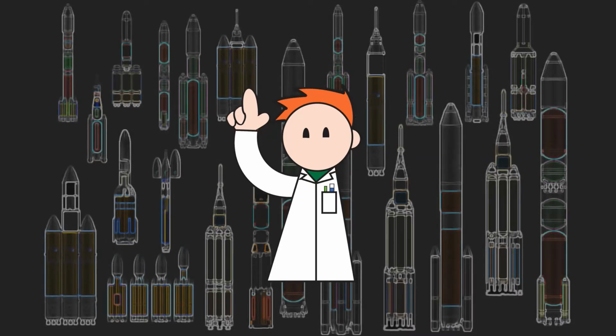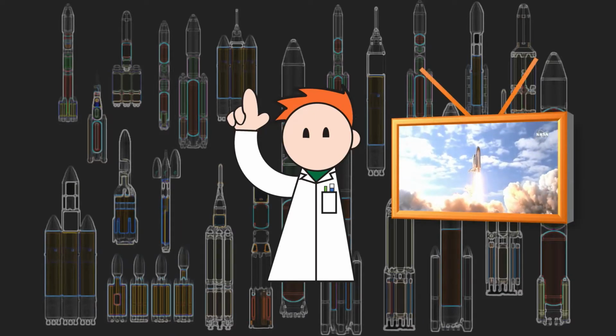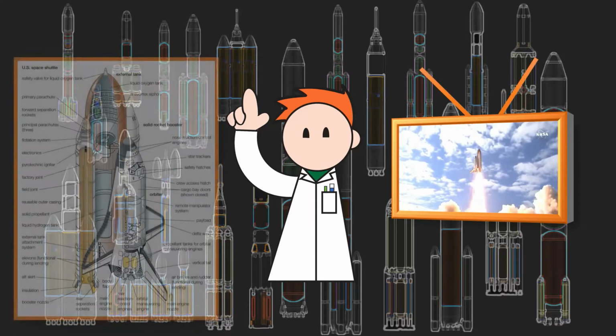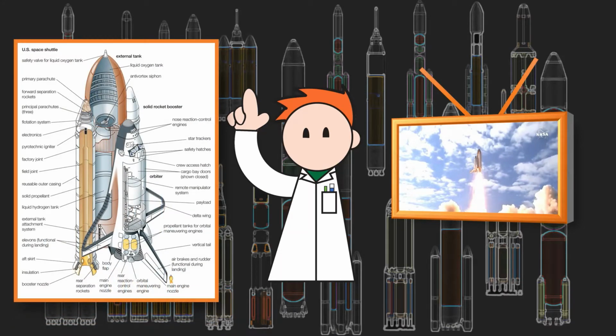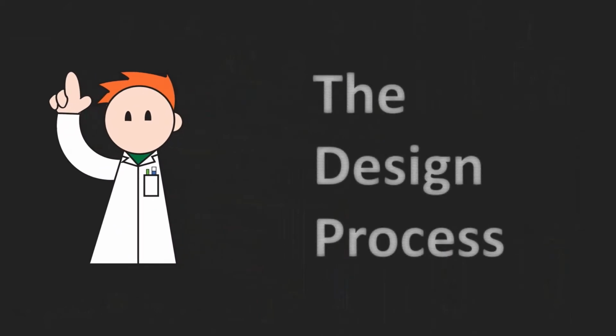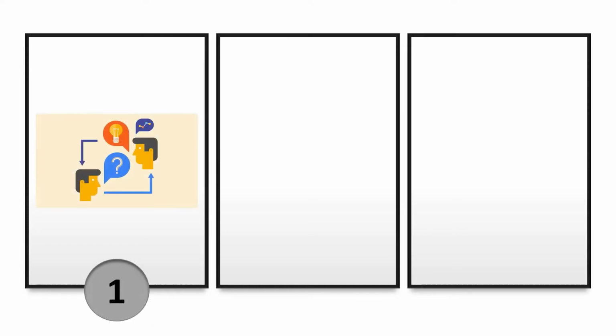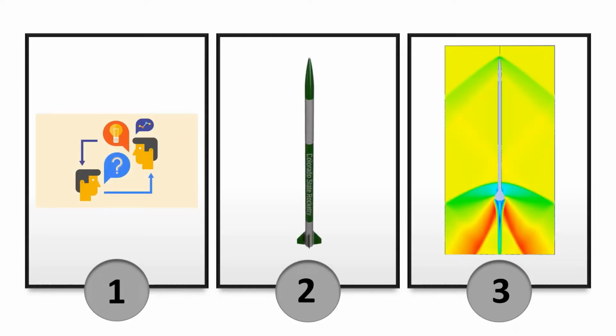Understanding this helps us recognize that these rockets we see on TV do not just appear out of nowhere, but instead they are made up of several unique systems designed by engineers. Before we get into the specific rocket systems covered in this video, let's first take a look at something called the design process and what it means. Just like any other product, the design of a rocket goes through several stages of planning, design, and testing before it comes to fruition.